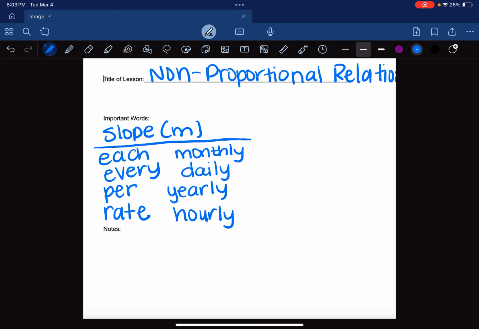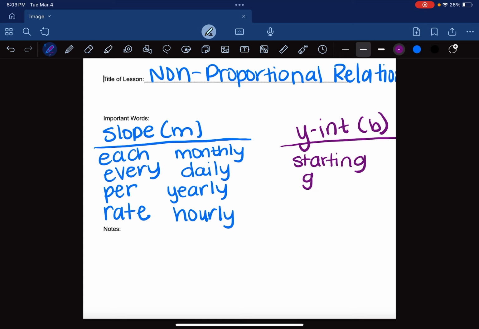Okay, and now we have words that mean y-intercept, or B as we know it. And these words are going to be words like starting, given, saves. Any sort of fee is usually y-intercept. Initial. These are all words that represent y-intercept.